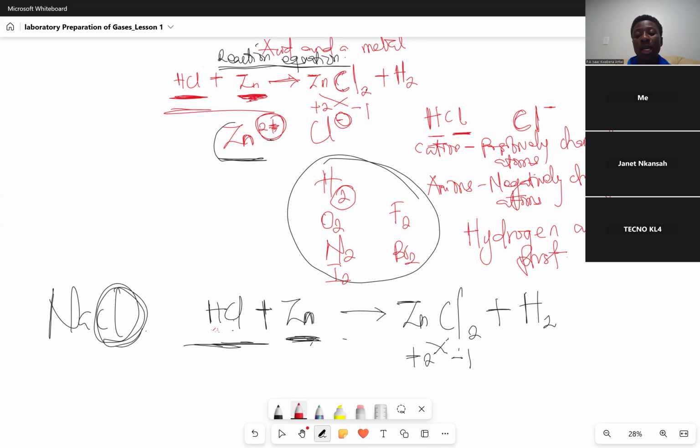Over here, which of the elements that we prioritize do you see? Hydrogen. So let's balance it first. Over here, hydrogen is 1, but here there's a subscript of 2, meaning hydrogen is 2. So to balance it, let's make hydrogen 2. Oxygen is not there. Making hydrogen 2 also affects chlorine. So how many, Janet? 2. So chlorine here must be 2.